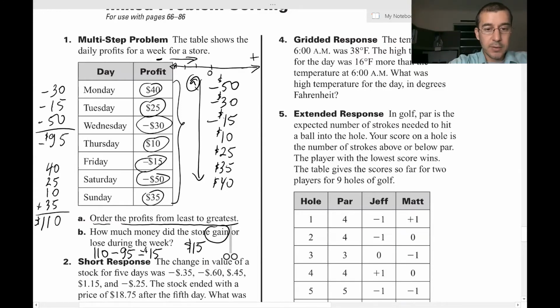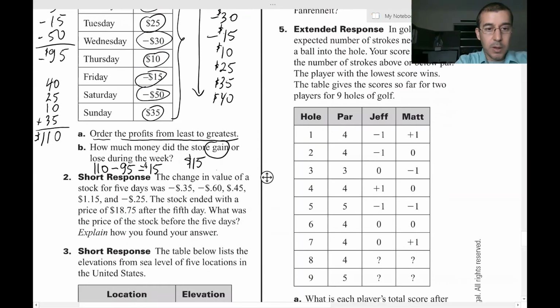The change in value of a stock for 5 days was minus 35 cents, minus 60 cents, plus 45 cents, plus $1.15, minus 25 cents. The stock ended with a price of $18.75 after the 5th day. Okay, so here we have the change equals the closing value minus opening value.